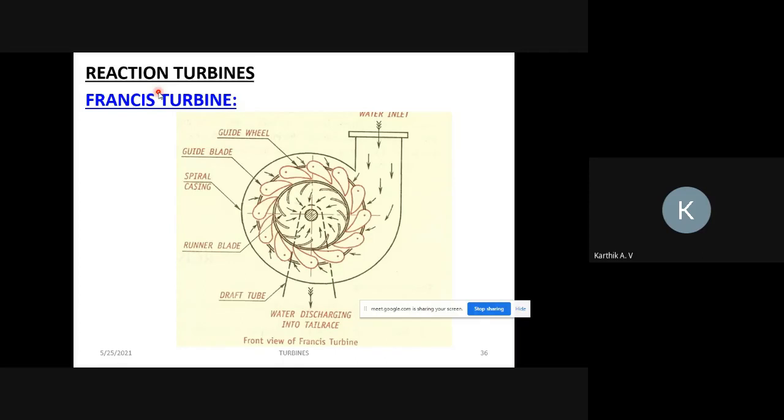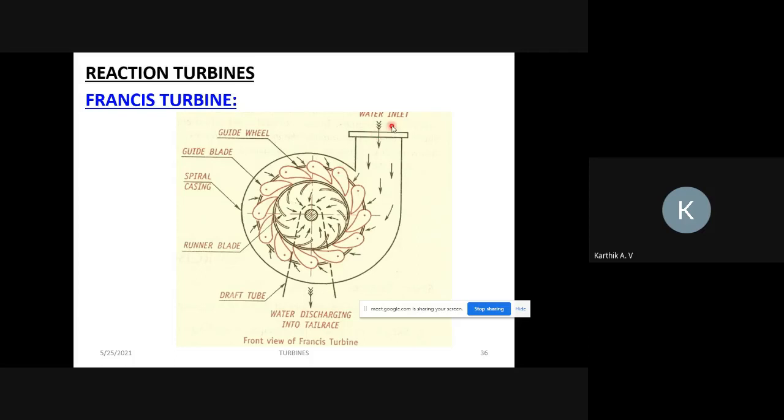Okay, water is not directly hitting the blade because of the increased velocity. The water is discharged at increased velocity, and because of that it starts rotating. Initially the water hits the casing part. This is the casing, and it protects the turbine part. The outer part is called the casing.